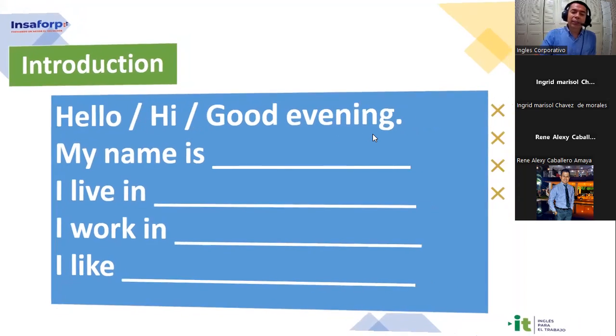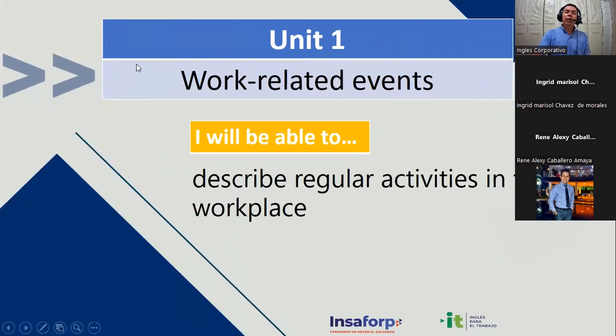Good, now let's continue, right? We are going to introduce class number one. The name of unit one is work-related events, right? Work-related events. And then it says, let's read the objective, please. William, can you help me, please? Read the objective for the class.